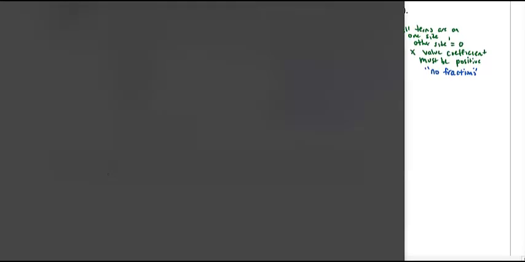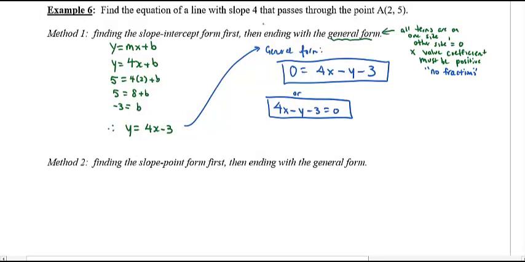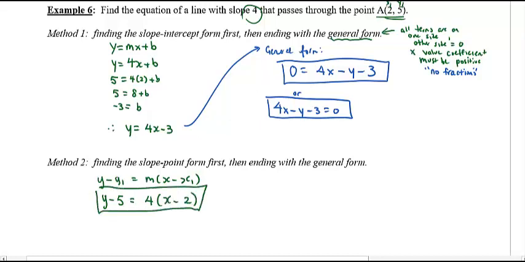Now, actually, I think finding the slope point form is much easier in this case, because why? They gave you the slope, they gave you a point. So, remember, y minus y sub 1 equals m bracket x minus x sub 1. Y minus 5, because that's my y sub 1. And then m is 4, x minus 2. And there you go, you're done. Just plug it in, done.